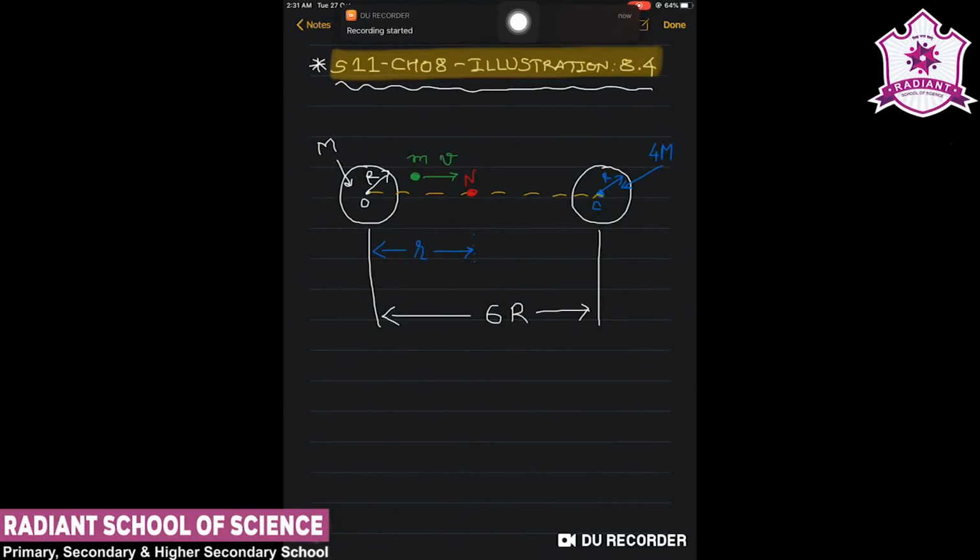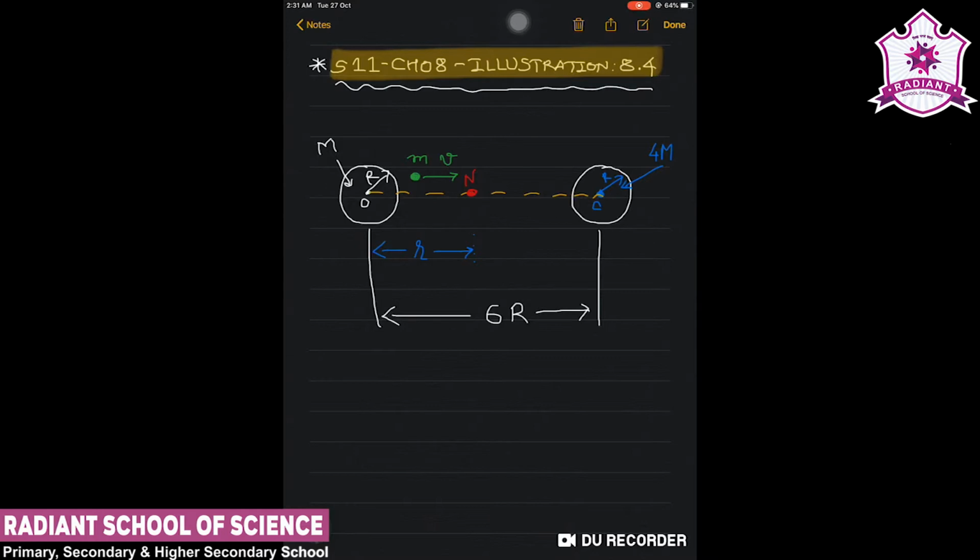Dear friends, today we will see example number 8.4, that is the illustration on page number 193 of chapter number 8. Now, what is the information that is provided?